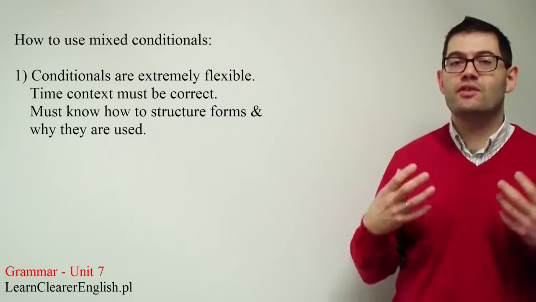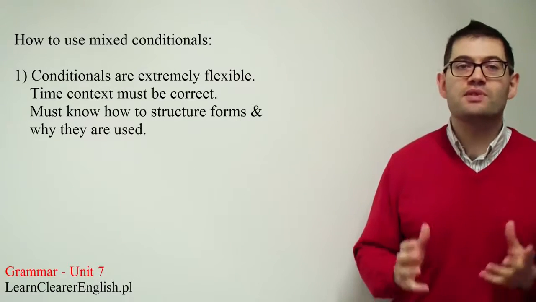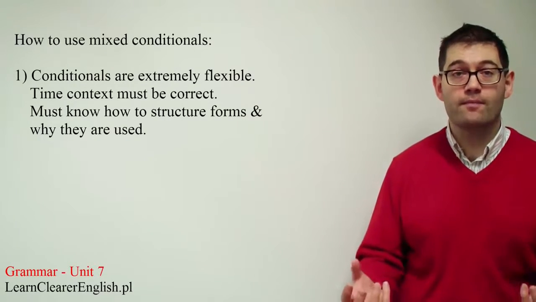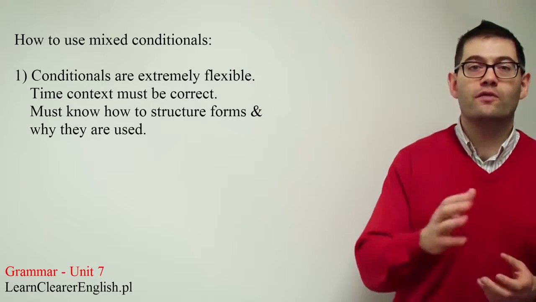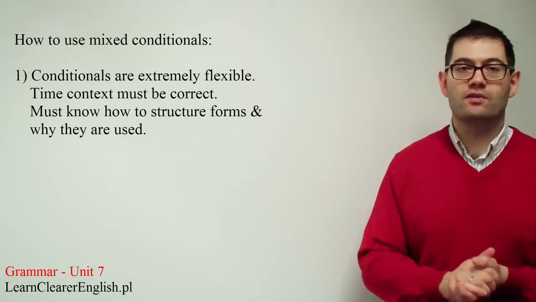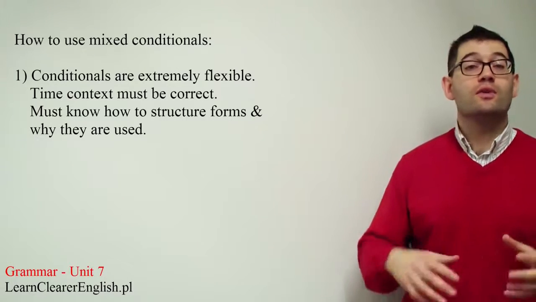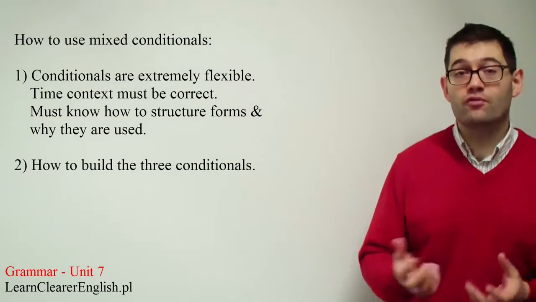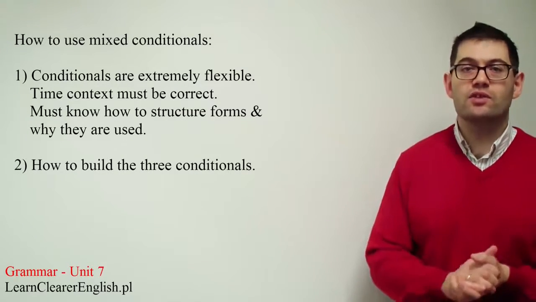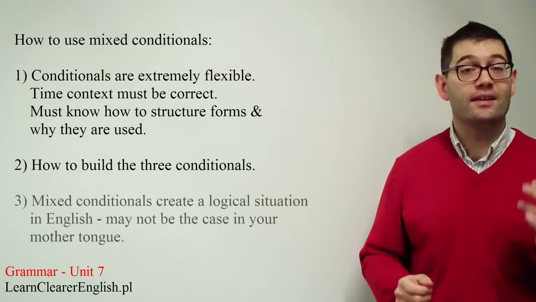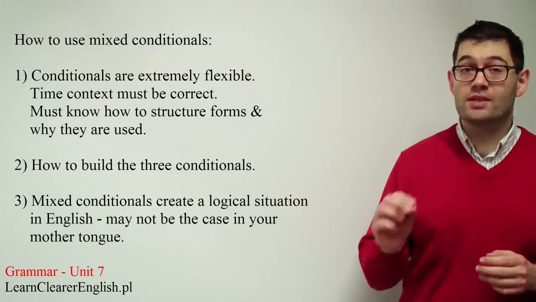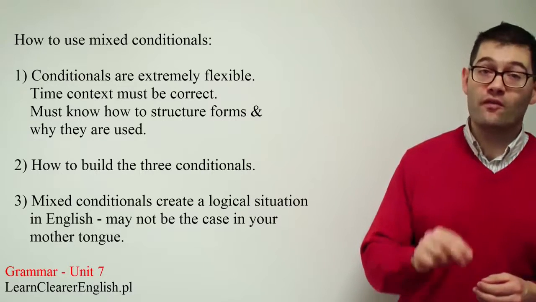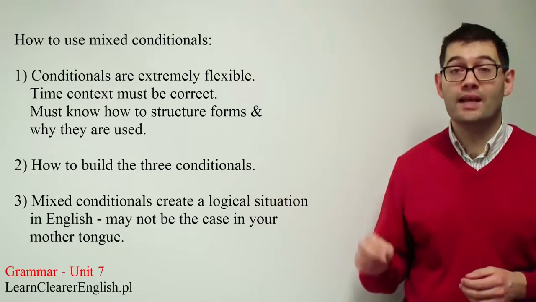1. Conditionals are extremely flexible. It's almost impossible to get a conditional wrong as long as the context is appropriate for what you're trying to say. The only thing you have to know are the four forms: simple, continuous, perfect, and perfect continuous, and why they are used, which is what we look at in the first 4 units of this course. 2. How to build the 3 conditionals, and we can see that the rules for each conditional are already quite flexible. And finally 3, and this might be difficult to see or understand, a mixed conditional might create a logical situation in English that might not fit exactly with the rules of your native language.